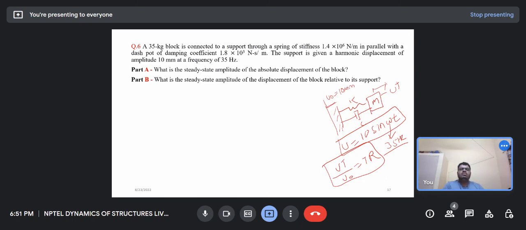So can you give a try? You have been given the mass and stiffness, so with that you can find out your omega n. You have been given the damping coefficient c, with the help of c you can find out the damping ratio, and the omega is given to you as 35 hertz, that means 2 pi into 35, which comes to nearly 200 something. So can you find out u t?